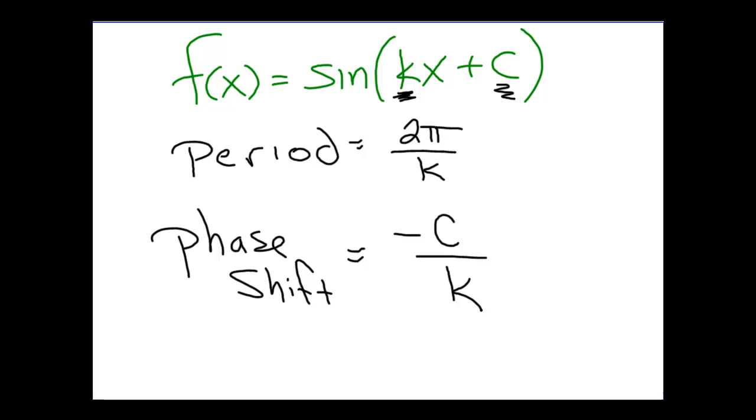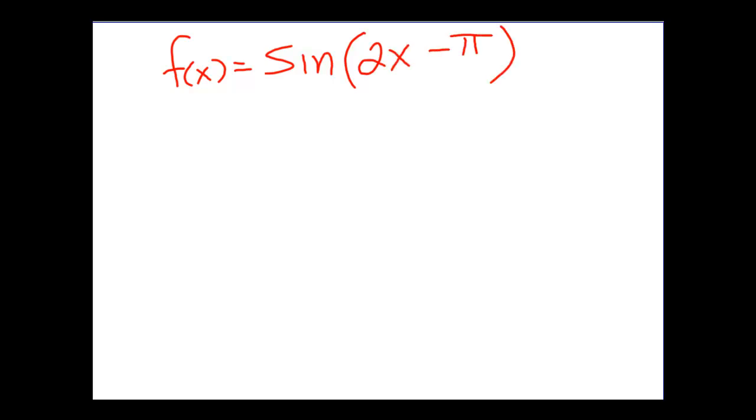You'll notice that k value, which helps us to determine the period, also plays a role in determining a phase shift. So let's take a look at an example of this to see why this is the case. This is not an obvious thing for many people, and this is one of the more complicated parts of graphing these trig expressions. Let's look at an example of f of x is equal to the sine of 2x minus pi.